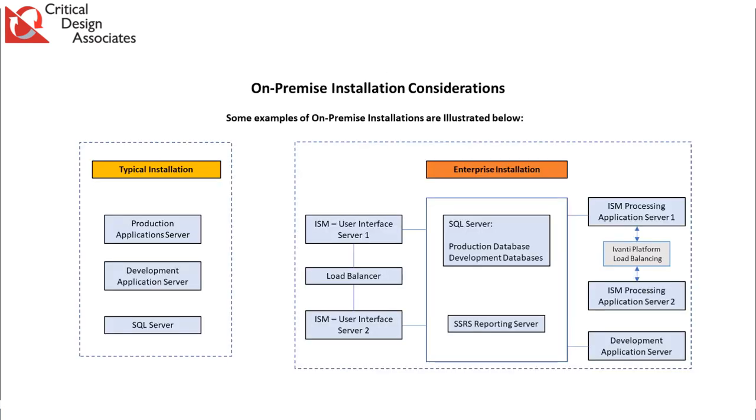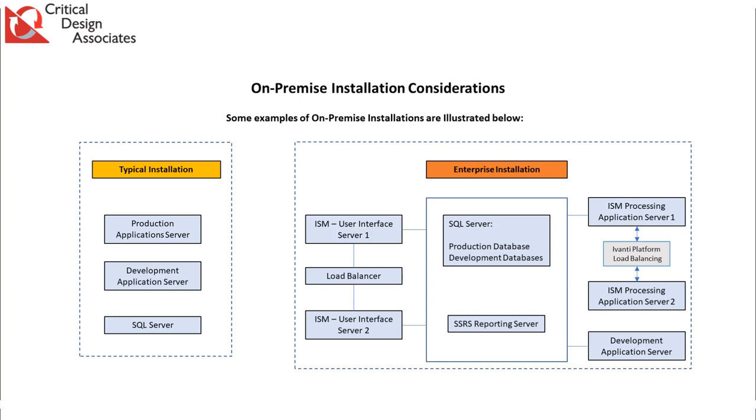With an on-premise installation, we can range from a very simple installation to something fairly complex. But the basics are always the same. We're going to have some combination or single production application server. We're going to have a development server that hosts our staging and UAT tenants, and a SQL server that contains the databases for the two different application servers and their corresponding tenants.